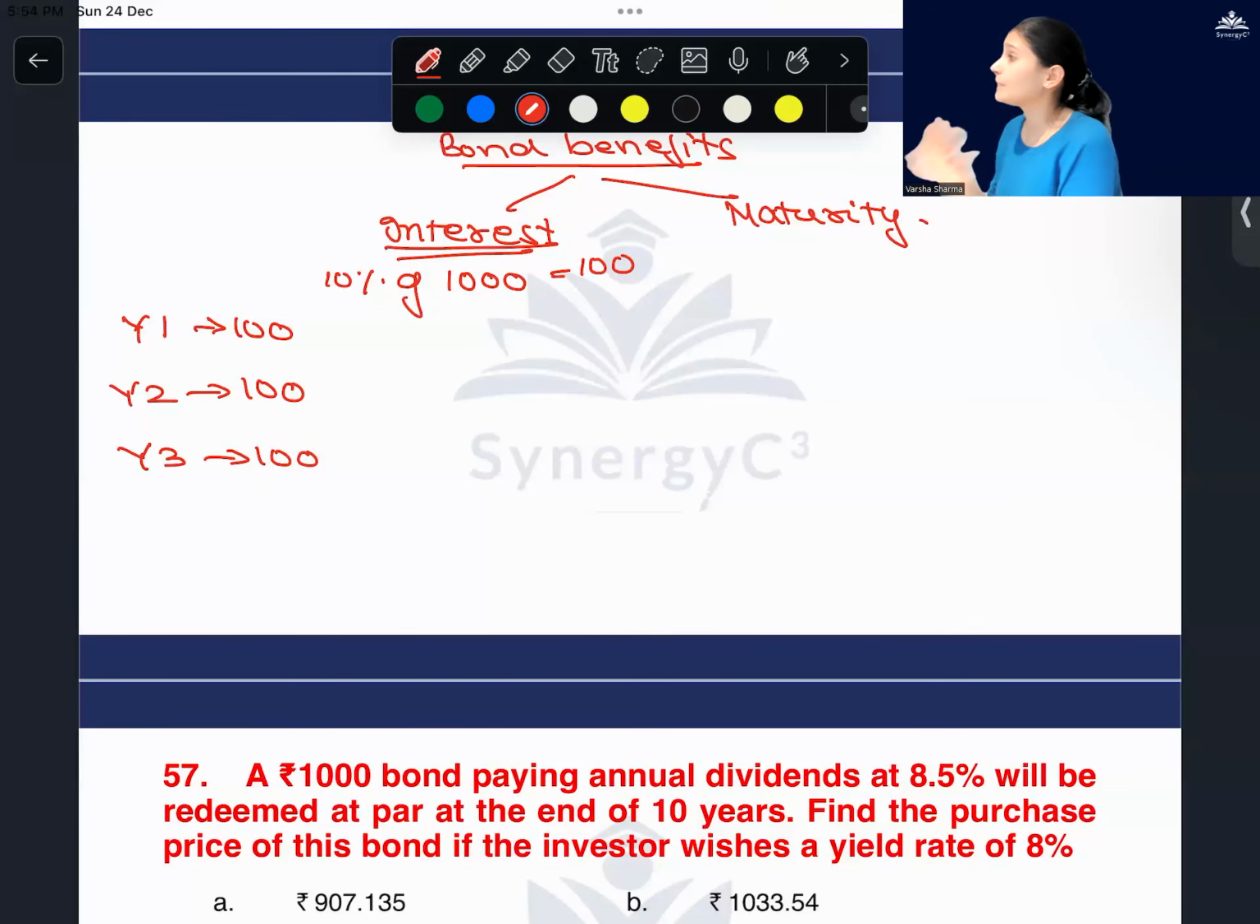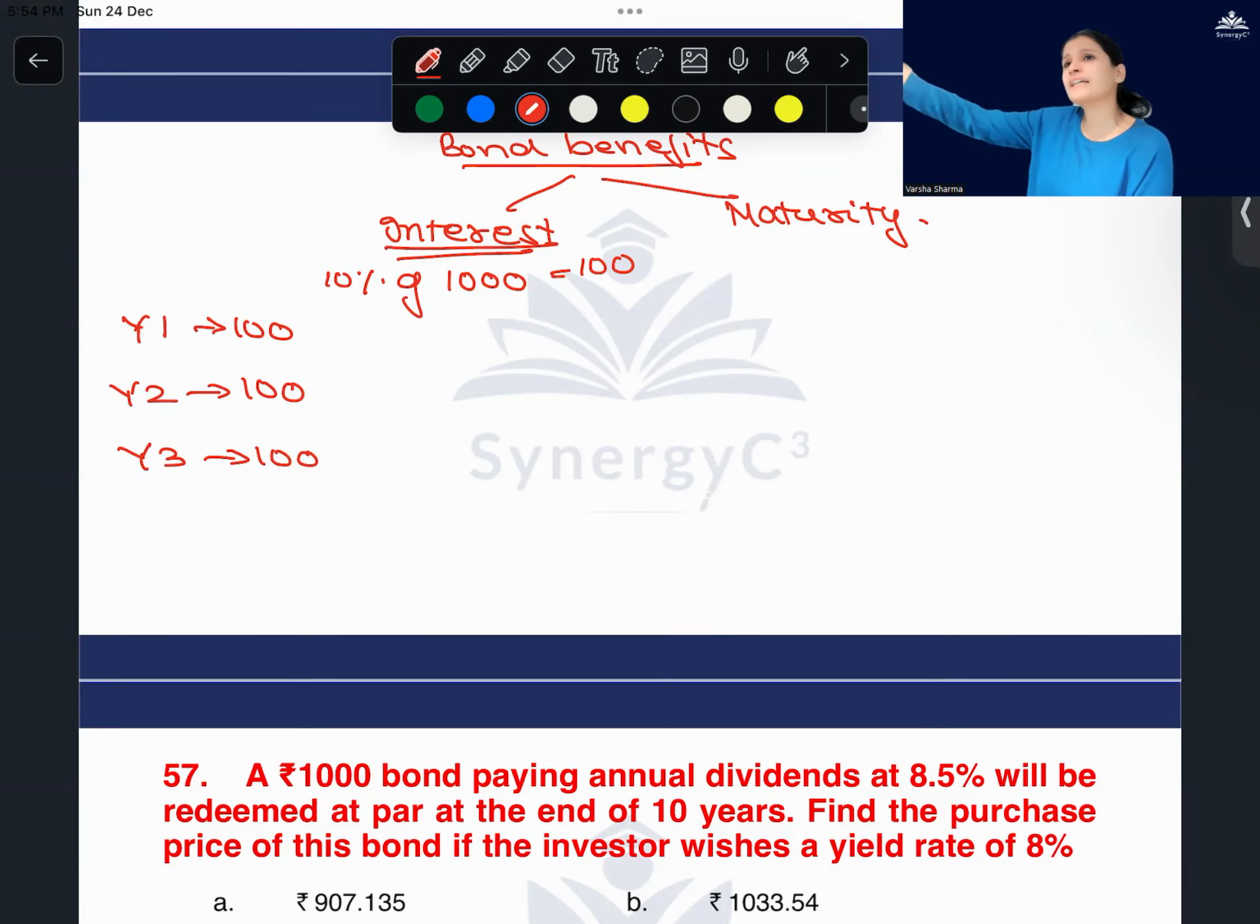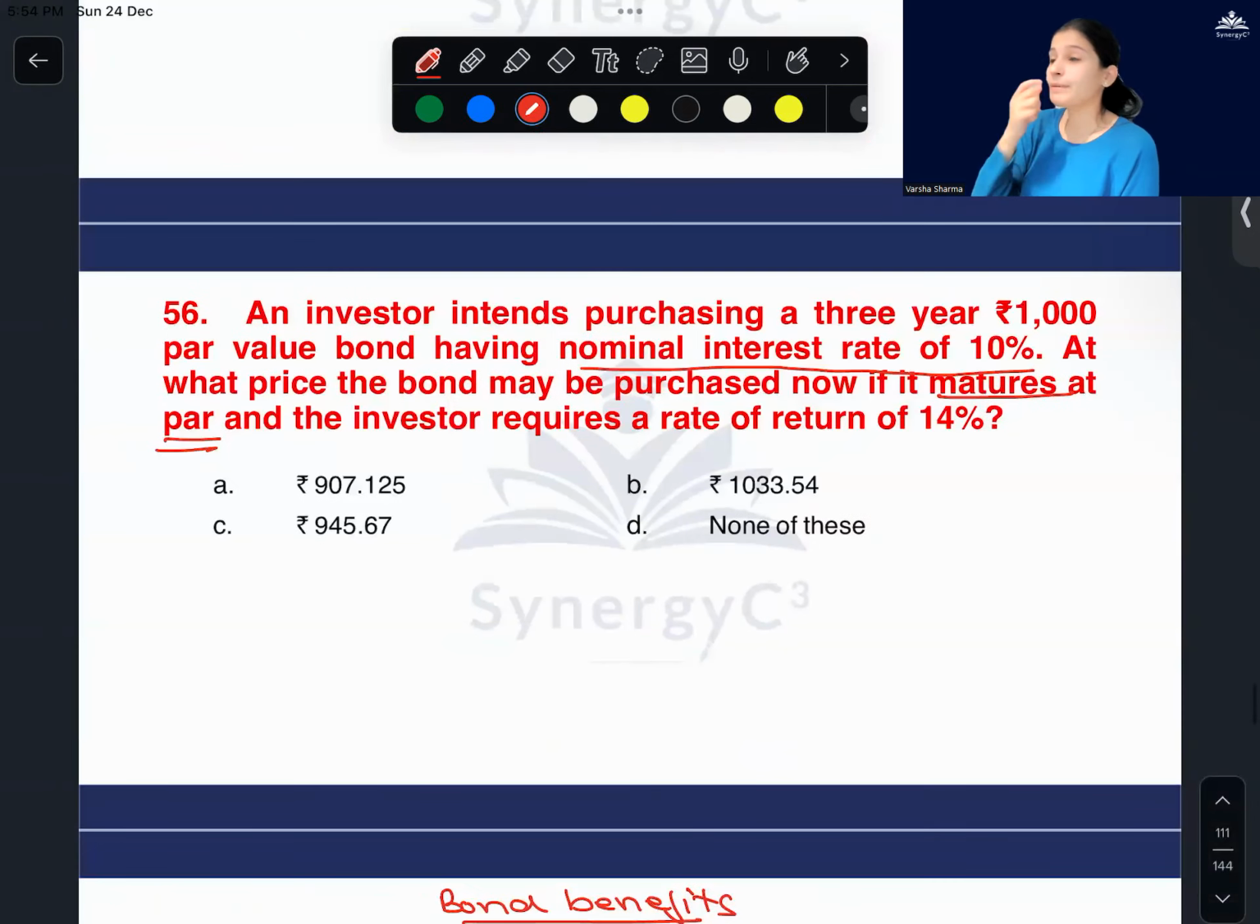No. I'm giving them 10,000. In return I'm only getting 9,200 something. Why will I give it? I'm at a loss. Understood? Clear? And now the maturity is straight away. On this particular question, the maturity is again at par. That means whatever was the initial price, the same is written at the time of maturity. It is not going to increase. So it's again 1,000.